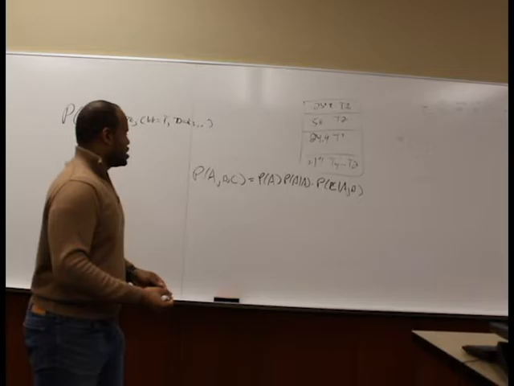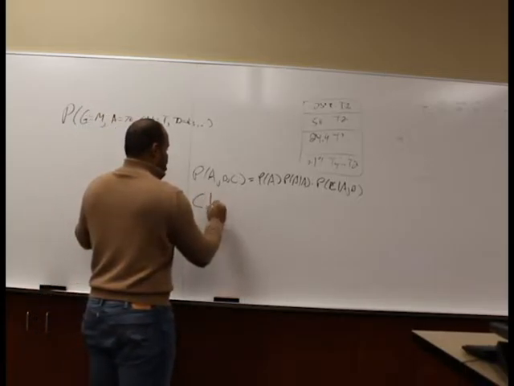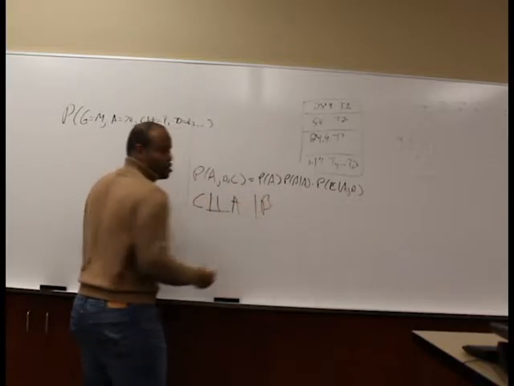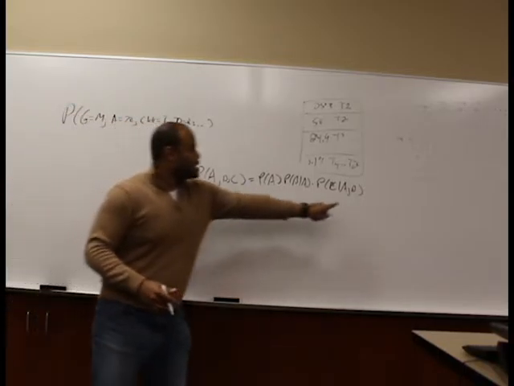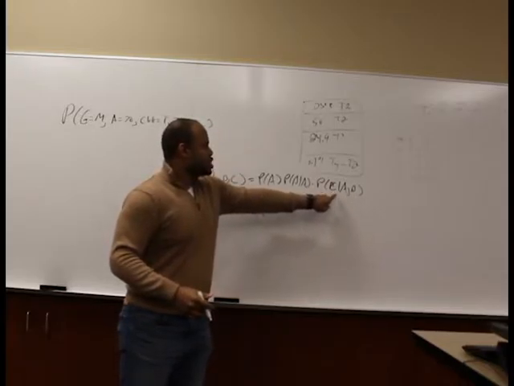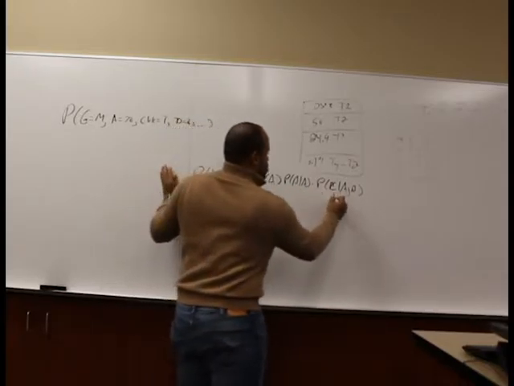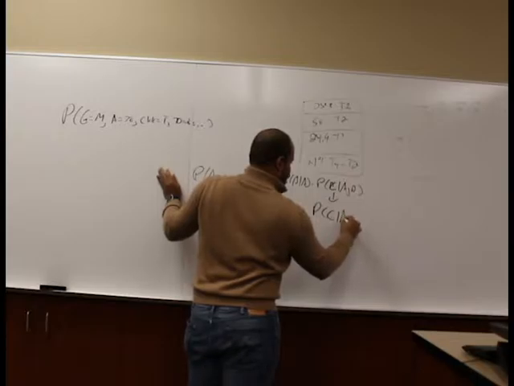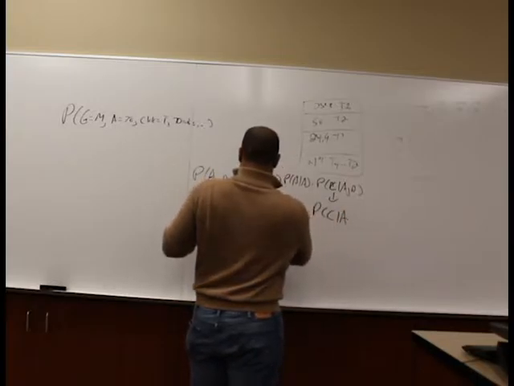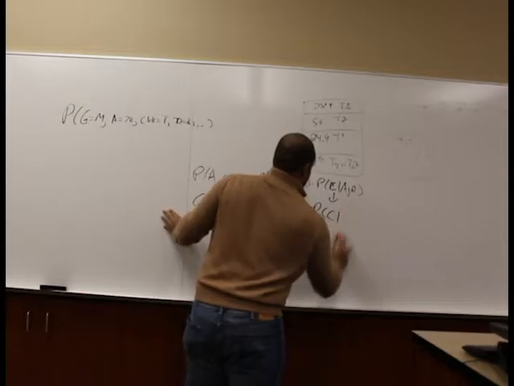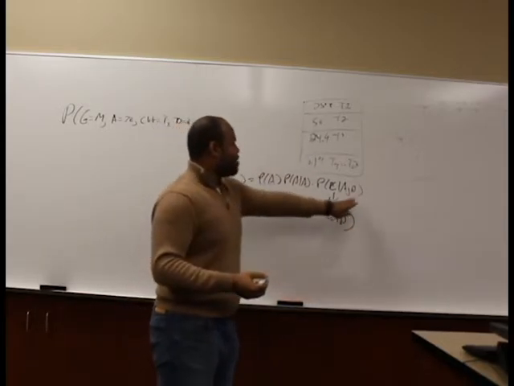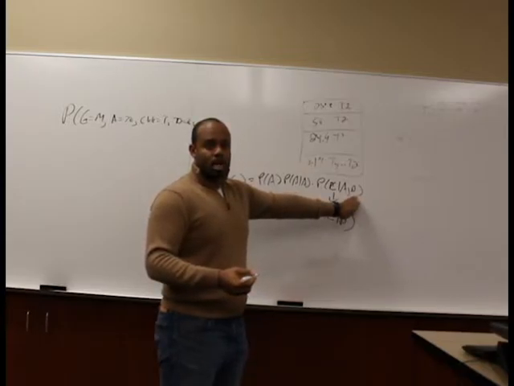But if I said that C is conditionally independent of A given B, that means that once I'm given B, C is conditionally independent of A. This just turns into the probability of C given B. So basically having this additional information does nothing for me.